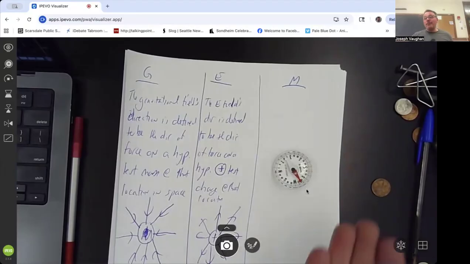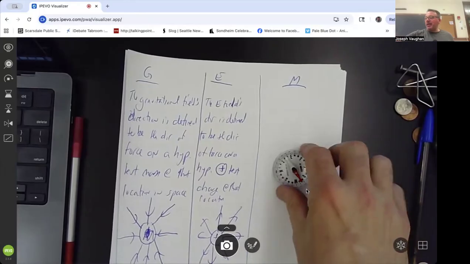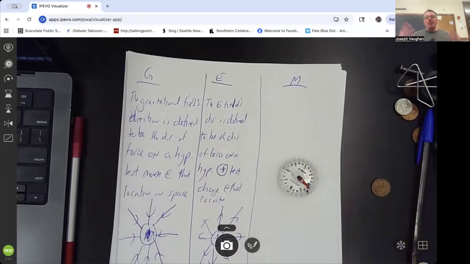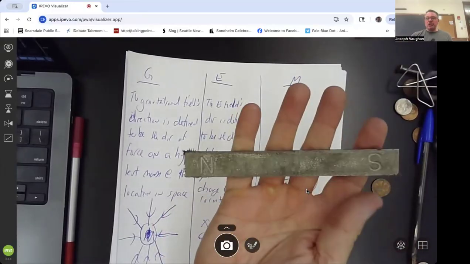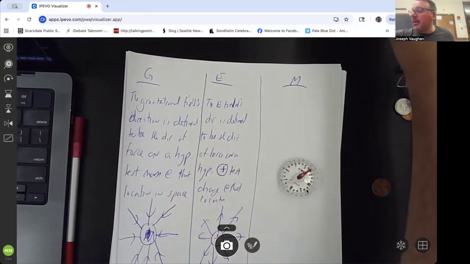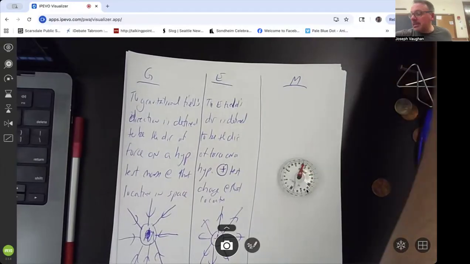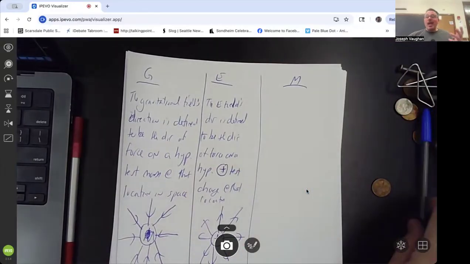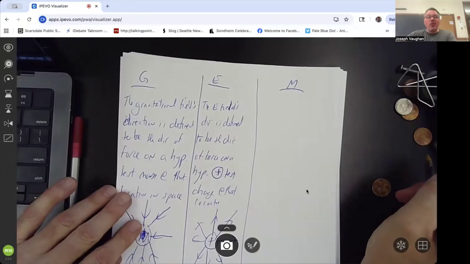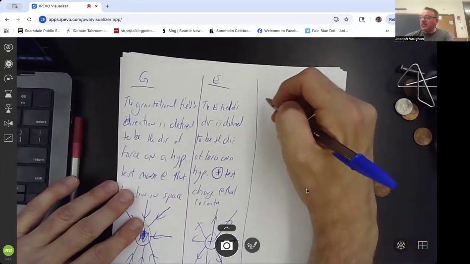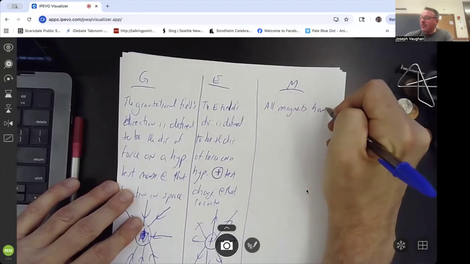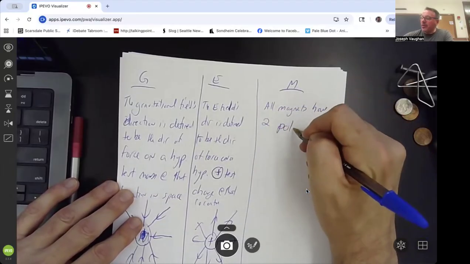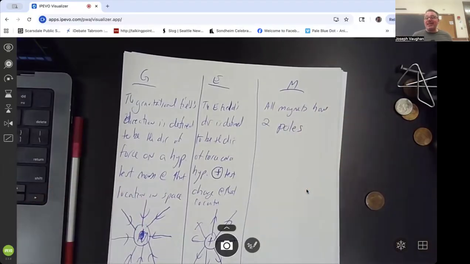All a compass is, is a magnet, in this case suspended in a fluid and able to rotate. But I could just take one of my regular old bar magnets and tie a string on it and suspend it there. And the important thing is that all magnets have two ends, and those two ends are called the poles of the magnet. So all magnets have two poles.